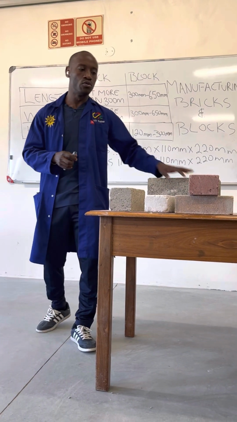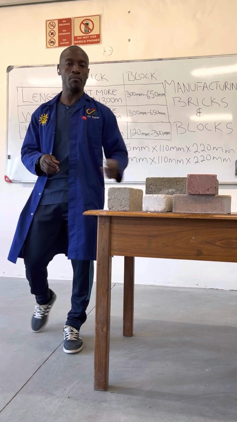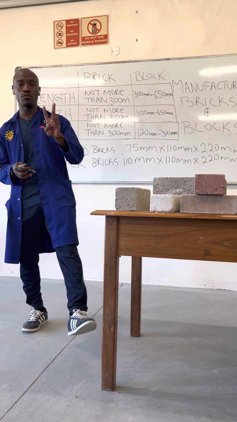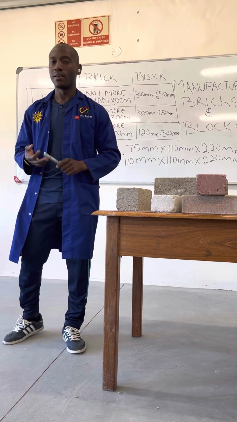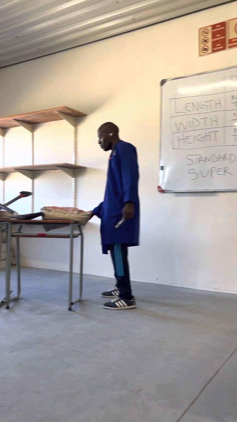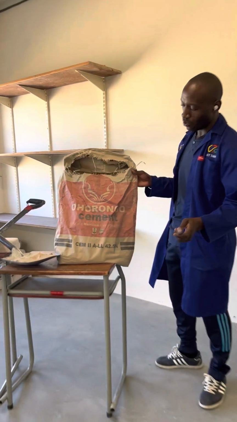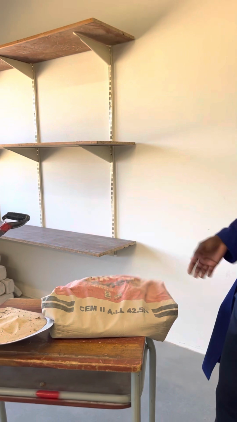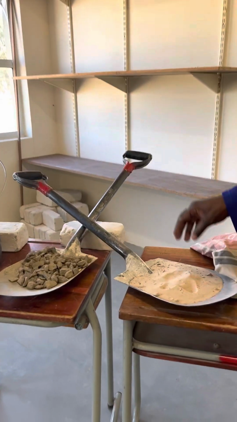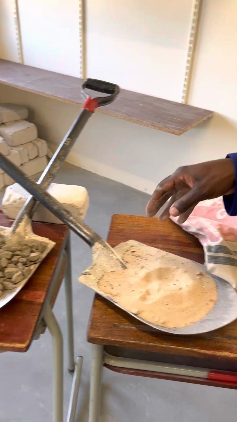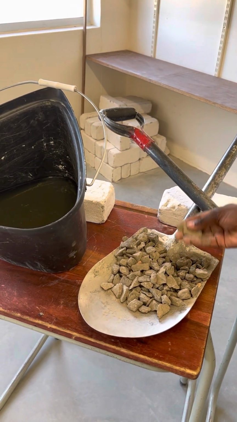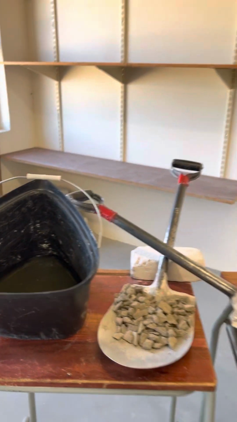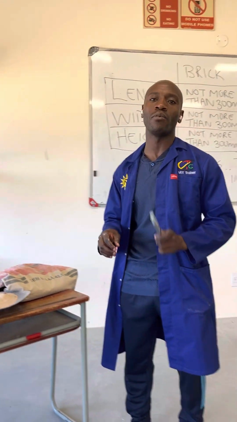Now, the materials used to make a brick or block are cement, aggregate, which is divided into two parts, and water. Cement is either your commonly known Roto or your Cheetah cement, which is either your 32 or your 42, and then your aggregate. You have your fine aggregate, which is sand, and your coarse aggregate, which is stone. And then you have clean water. So with these four ingredients, you can make a brick or block.